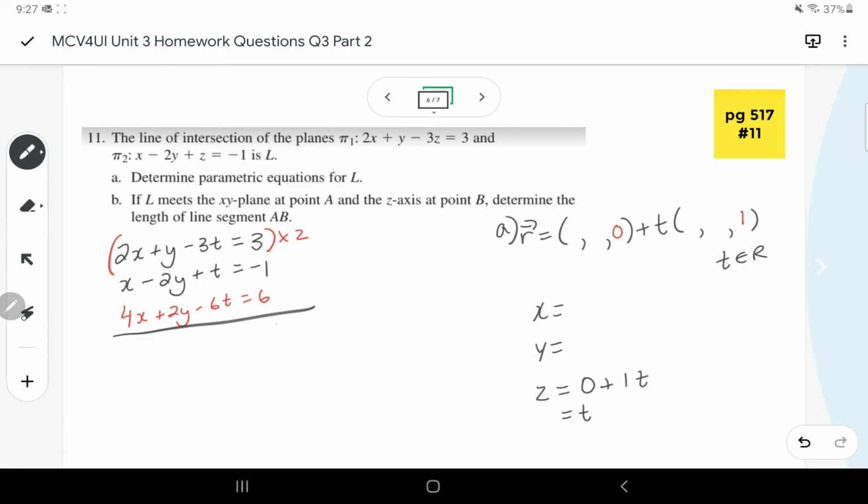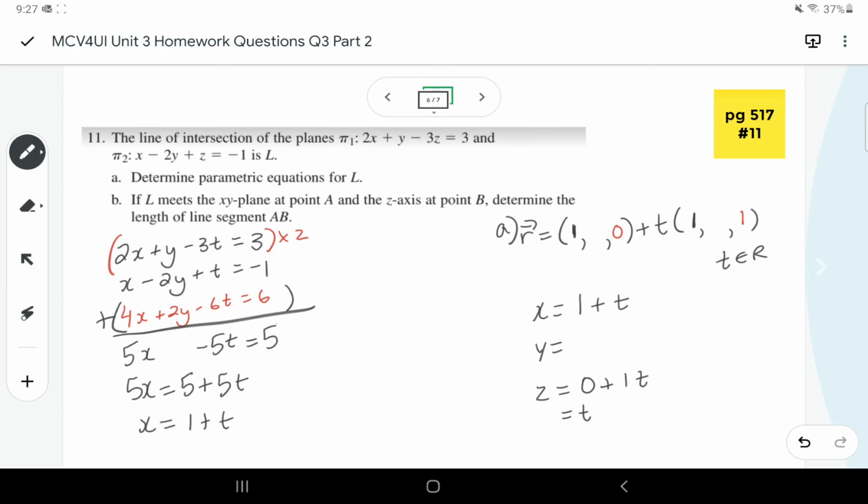And then we can eliminate those y's if we just add down in that column. So here I get 5x minus 5t equals 5. So I'm going to solve this for x. 5x equals 5 plus 5t, or x equals 1 plus t. So now I have an x in there, and the x component of the point is 1, and the x component of the direction vector is also 1.